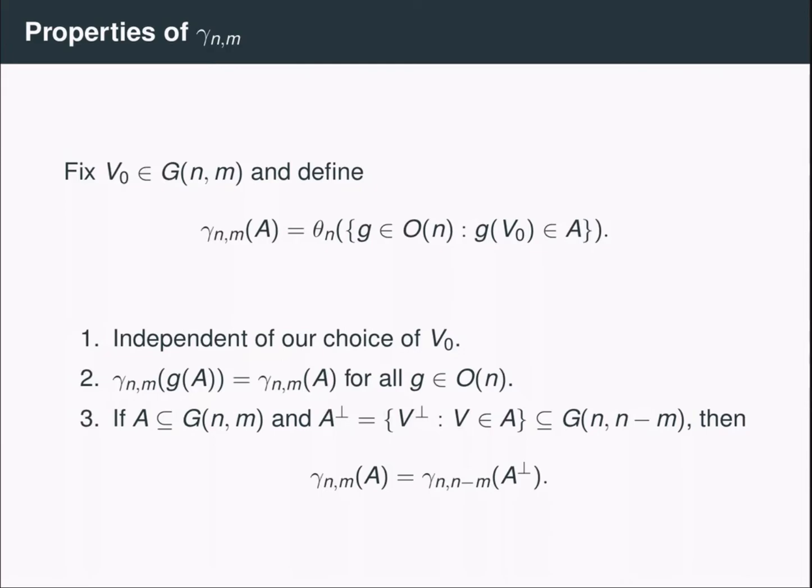Moreover, there is a relationship between the m-dimensional Grassmannian measure and the (n minus m)-dimensional Grassmannian measure. That is to say, if I have a subset A of m-dimensional planes, and I look at the set of orthogonal complements, which is now a subset of the G(n, n minus m) Grassmannian, then the Grassmannian measure of A is the same as the Grassmannian measure of A perp.